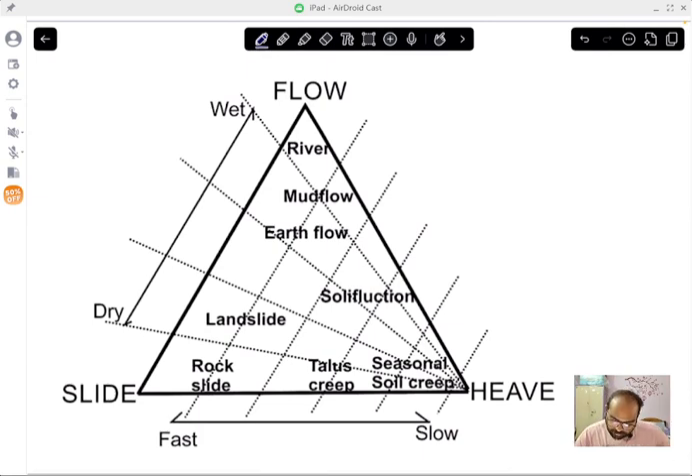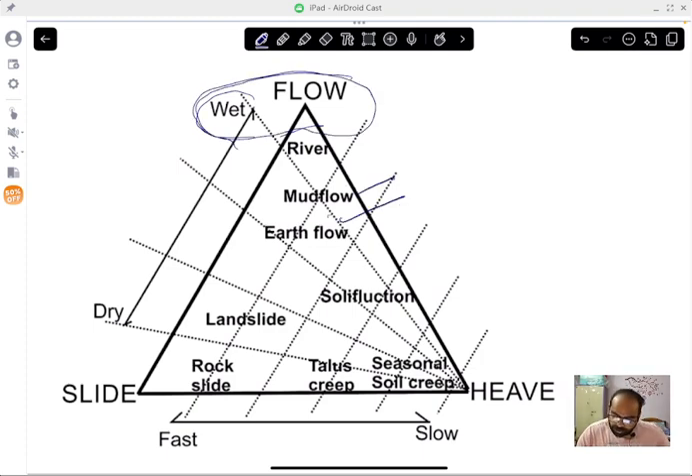In this triangle, flow happens in a wet region. Examples are mud flow and earth flow. Earth means nothing but rock. Rock that has substantially wet particles will be flowing. It will not slide or heave, it will flow.